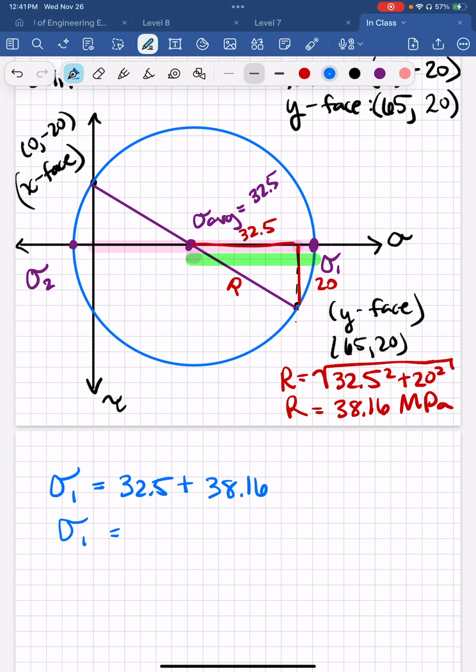Gives us 70.66. Stress two is going to be in the negative direction. We know the full R is 38.16, and we can subtract that from 32.5 to give us what that value is.